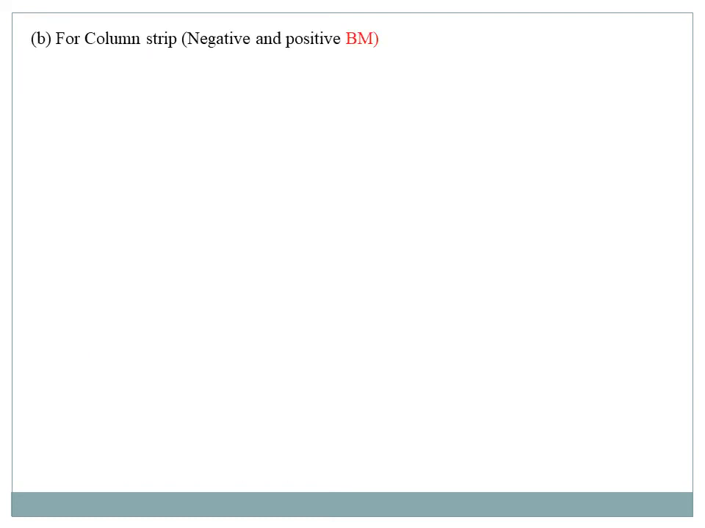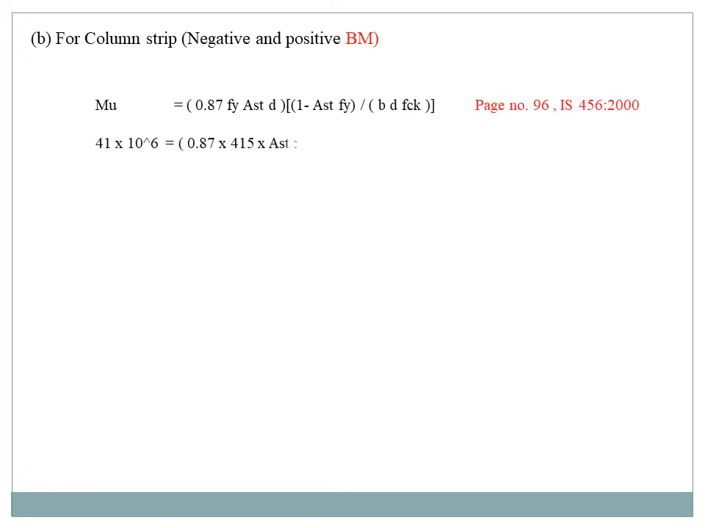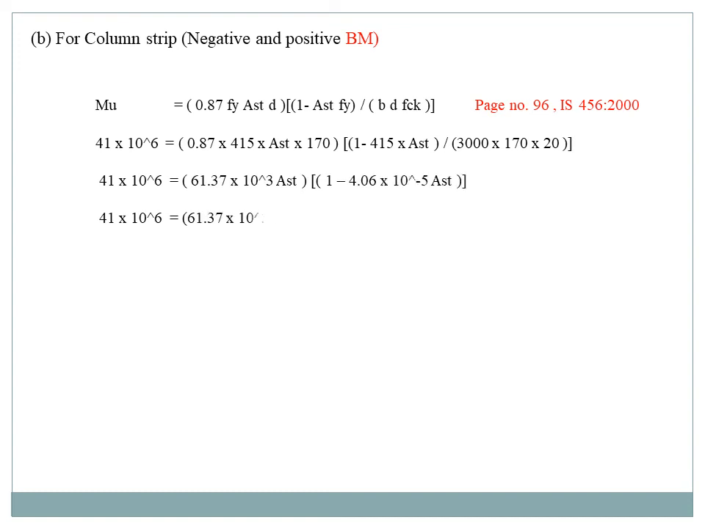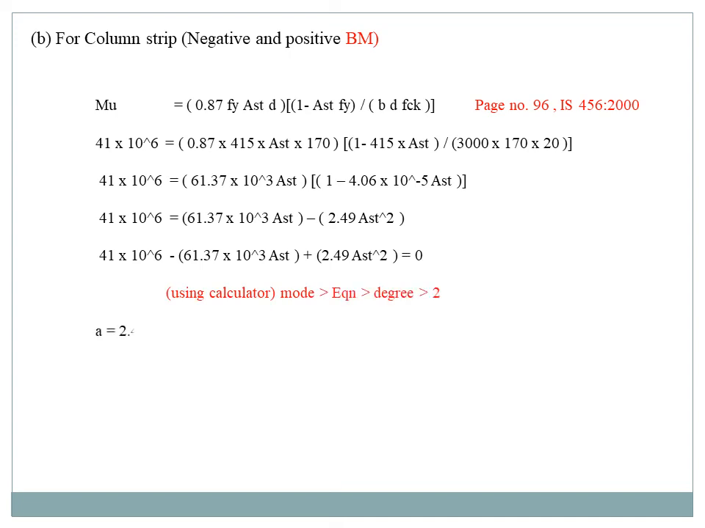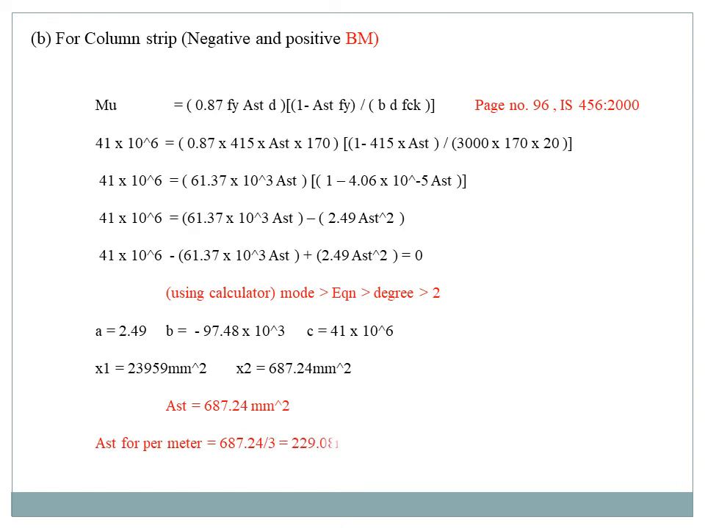So for the column strip, the remaining negative and positive moment, because for our middle strip the negative and positive moment will be the same, because that bending moment will be the same, 41 kilonewton meter. This is the same for negative and positive moment. So you can find out only one reinforcement. When you apply it in your field, it is split into the two types. So in our calculations you need to find only one, because the moment is the same, so the answer will also be the same.